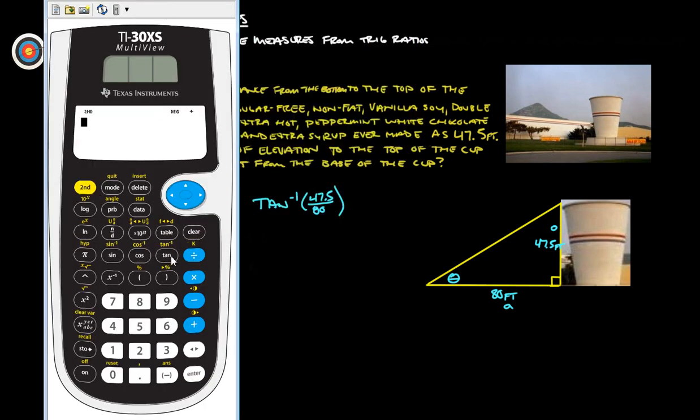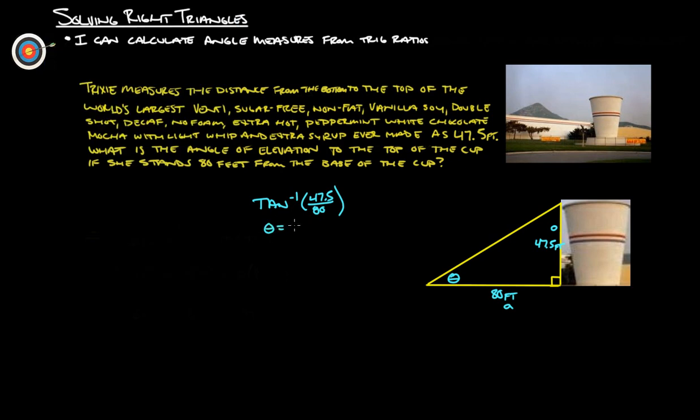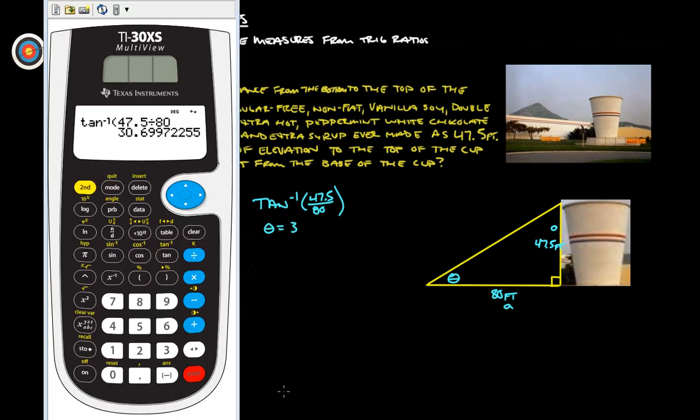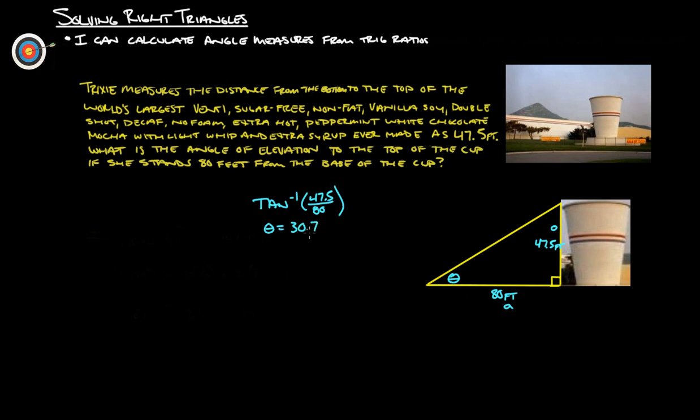So second tangent of 47.5 divided by 80 gives us 30.69, so that's 30.7 degrees. So theta equals 30.7 degrees, because this here is theta equals tangent to the negative first of 47.5 over 80. Okay, so that means she's looking up at an angle of about 30 degrees or so to the top of that cup. Okay, all right, that's all we have for solving right triangles.